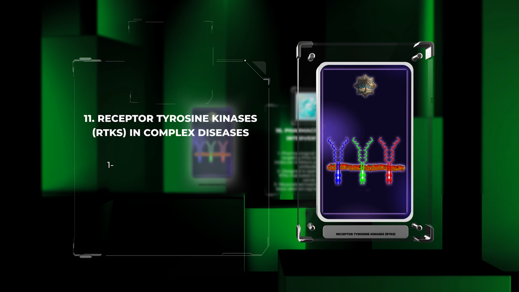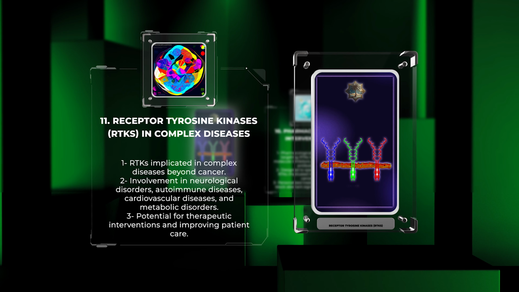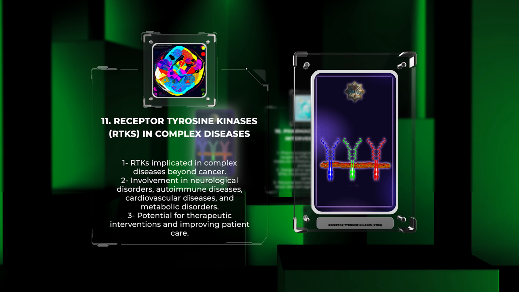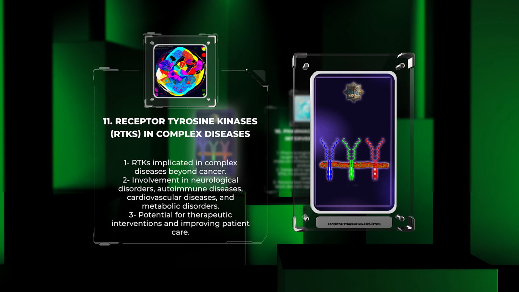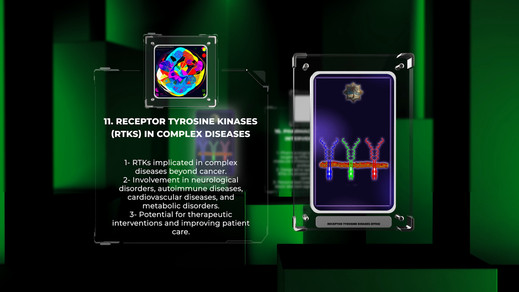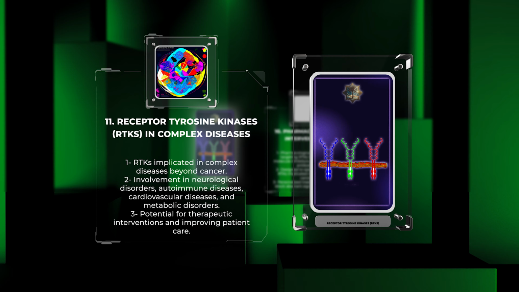Shifting gears, let's delve into the intricate role of receptor tyrosine kinases, RTKs, in complex diseases beyond cancer. Emerging research suggests the involvement of RTKs in various complex diseases, including neurological disorders, autoimmune diseases, cardiovascular diseases, and metabolic disorders. Understanding the specific roles of RTKs in these diseases presents exciting opportunities for therapeutic interventions and improving patient care.